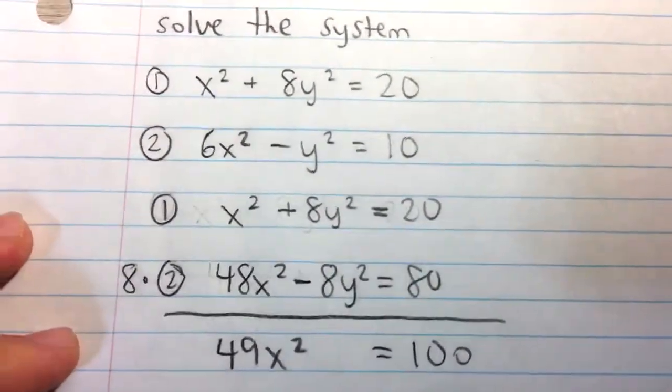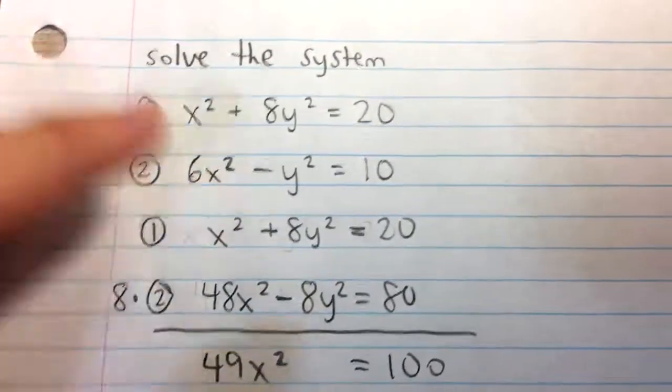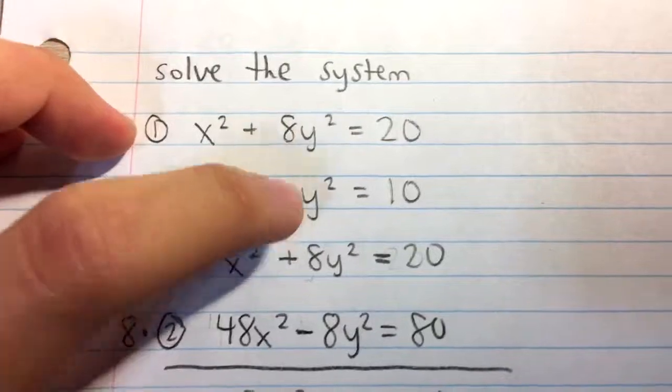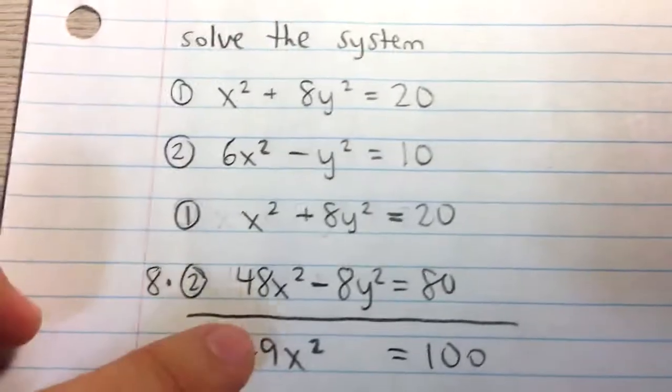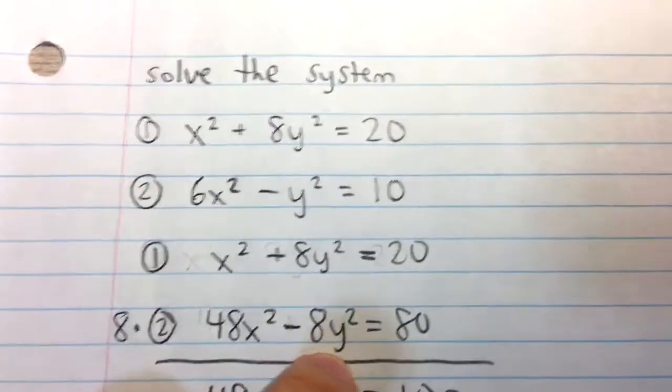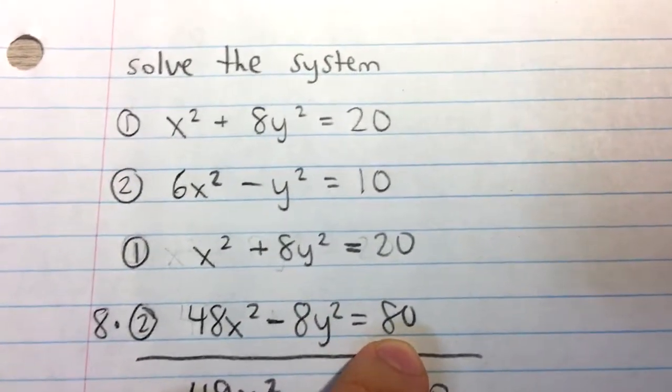So here, what we can do is we can either eliminate x or y, but in this case I chose y. So to eliminate the y variable, I have to multiply the second equation by 8, multiply everything in the second equation by 8, so I have 48x squared minus 8y squared equals 80.